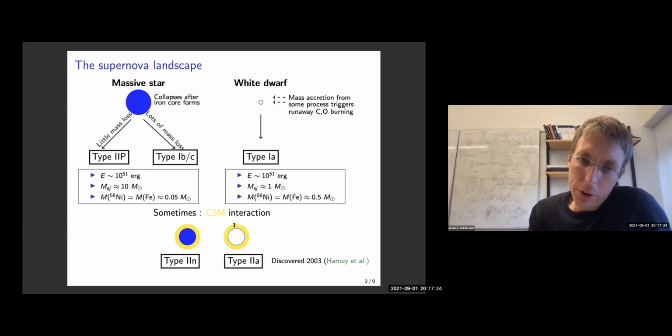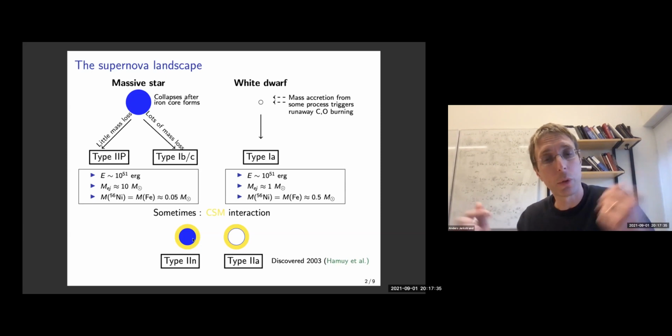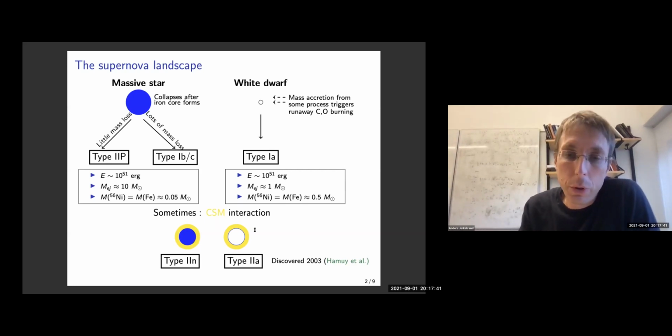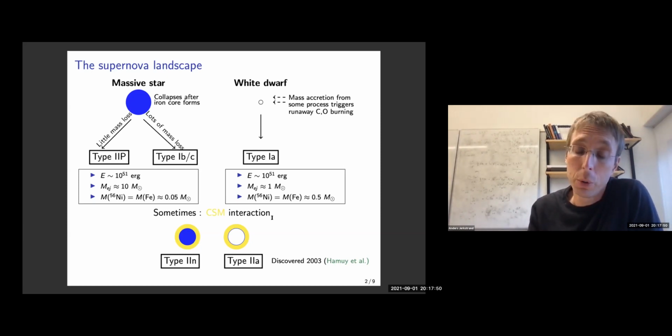Sometimes we do have CSM interaction. Typically, we call these supernovae type 2N, and historically from the 60s or 70s, it was always assumed that these are massive stars that are colliding with their own winds. In 2003, we started discovering white dwarfs that are exploding and interacting with circumstellar material. And we actually only have a handful of these objects known so far in this type 2A class.